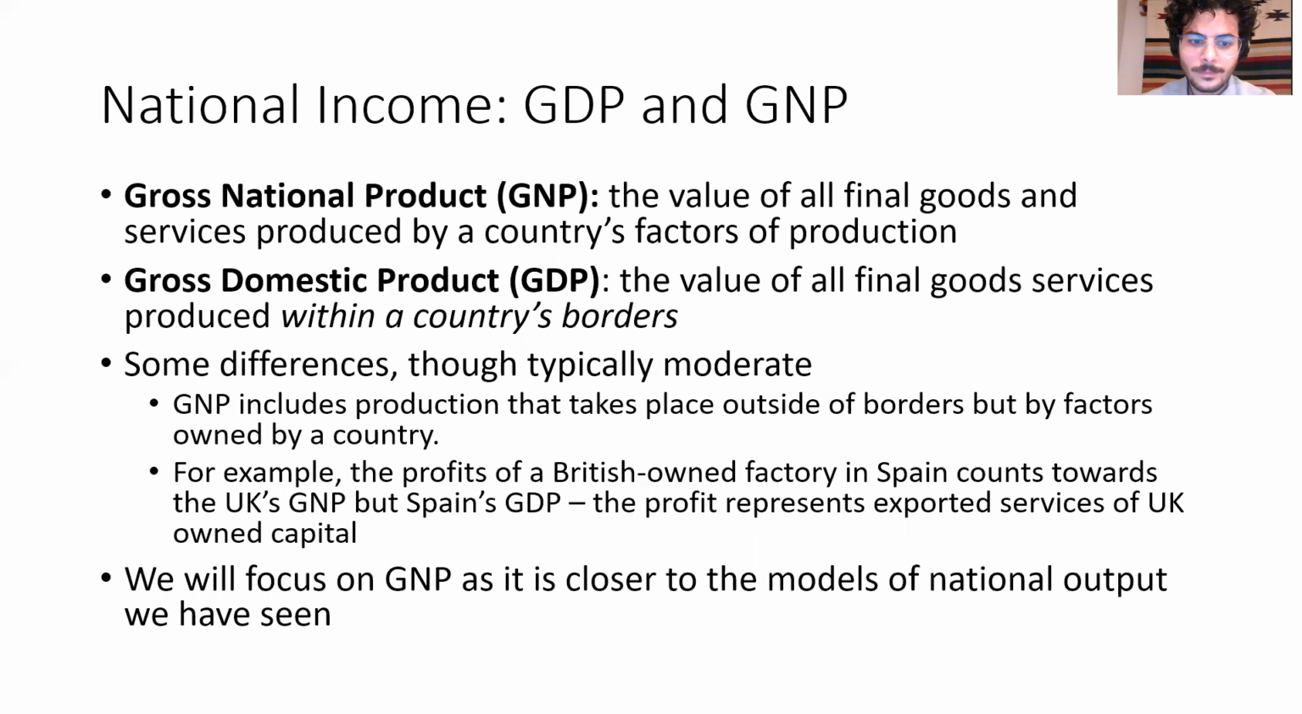So from a GNP perspective, we count the output towards British GNP because the profit represents exported services of capital that's owned by the UK. We're mostly going to focus on GNP simply because it's closer to the models of national output that we've been using, which are really about the factors of production that countries own and use.